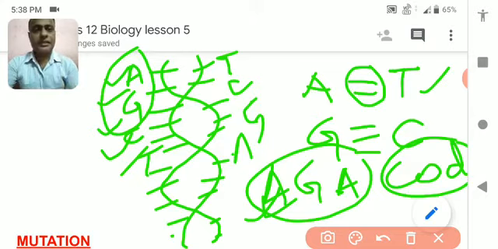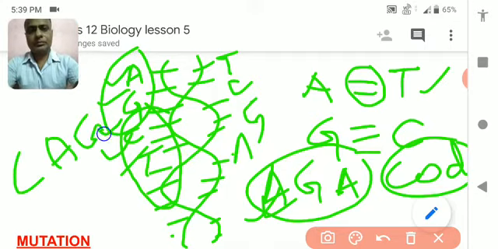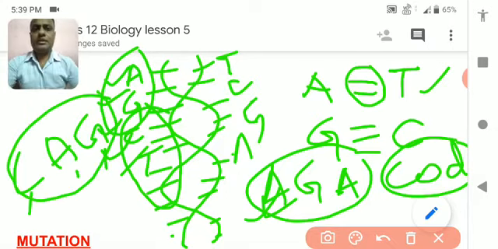Once again I am repeating it. Three different nucleotides, suppose CAG, cytosine, adenine and guanine, together make a code, and the code makes a particular kind of protein. How protein is made will be explained by me in the next lesson, that is replication, transcription and translation. This will be explained later on.